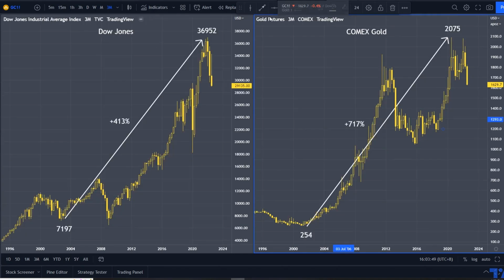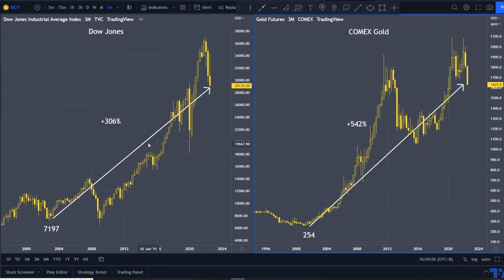Now let's look at the next comparison between the US stock market and gold. We could see that after the millennium, the Dow Jones appreciated by 400% and gold appreciated by more than 700%, as we can see here. And if I use the current market, gold still appreciated more than the US stock market.